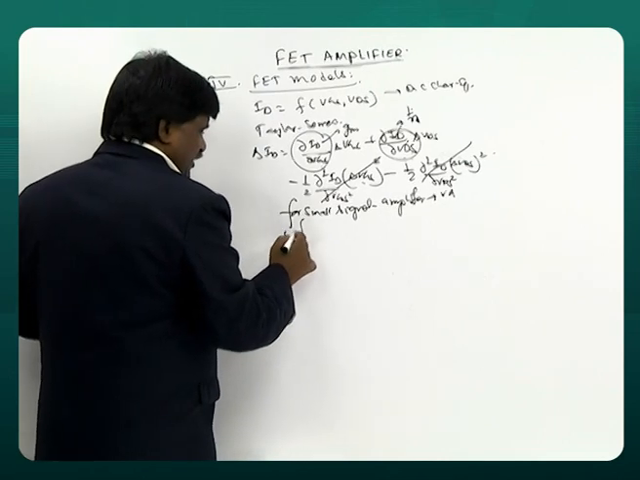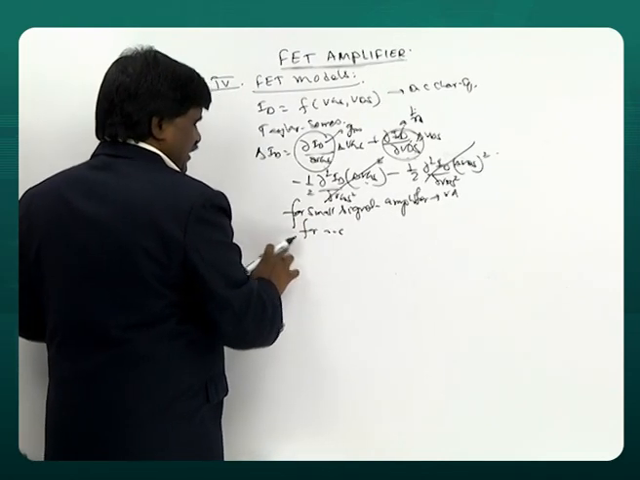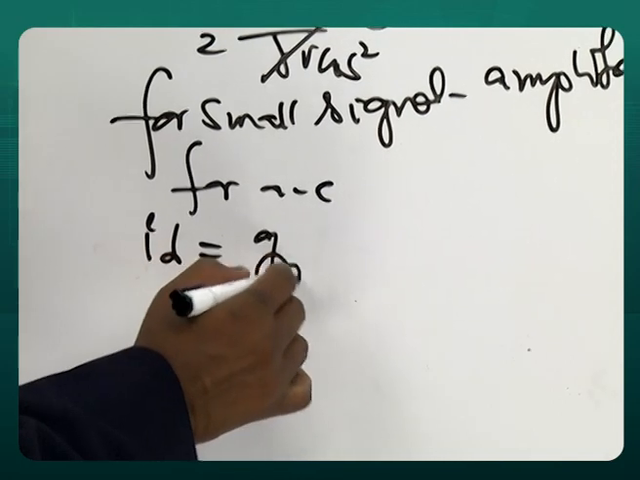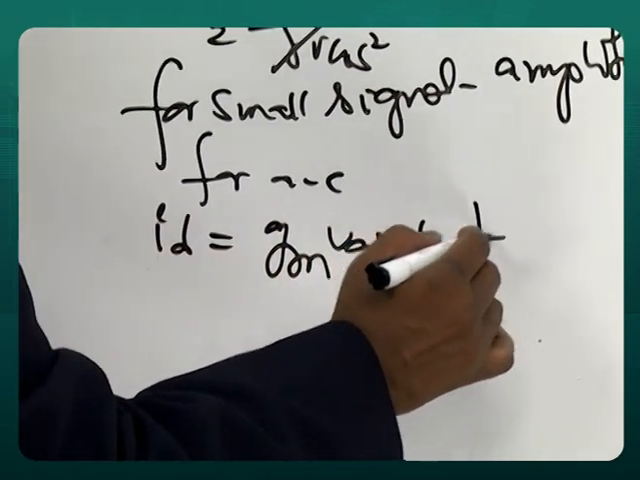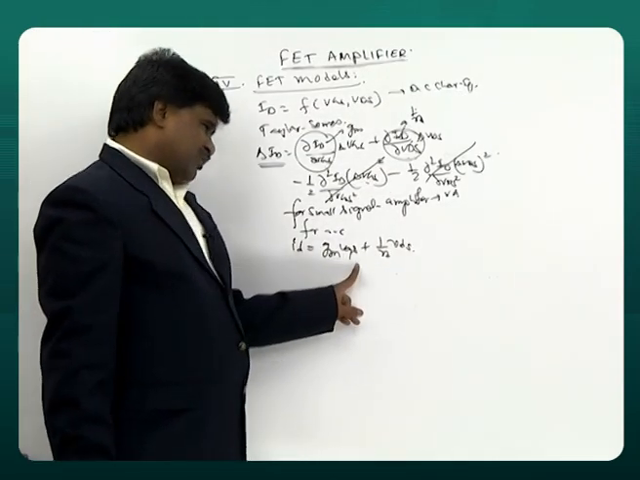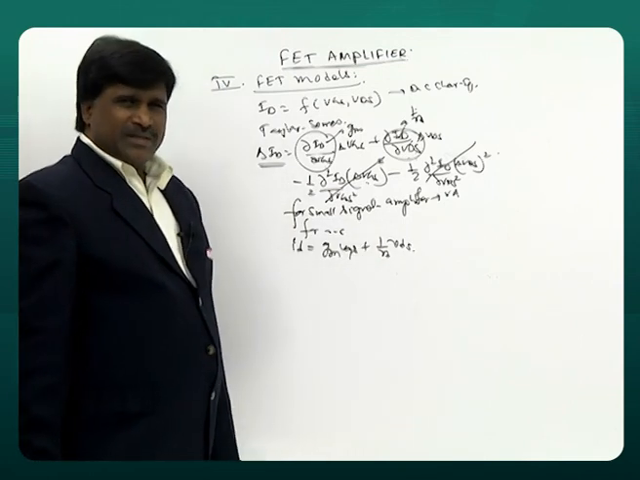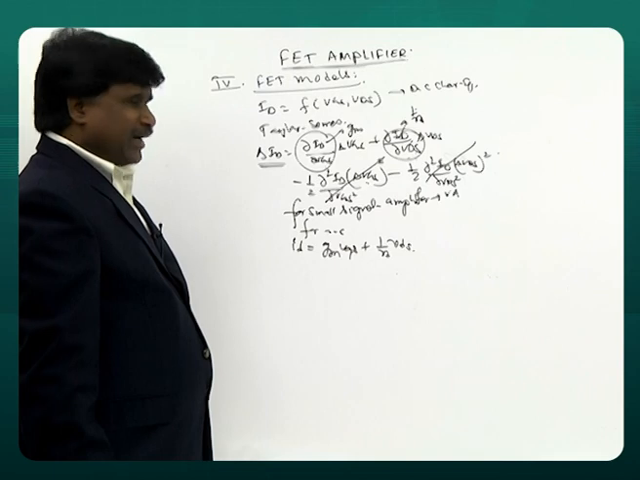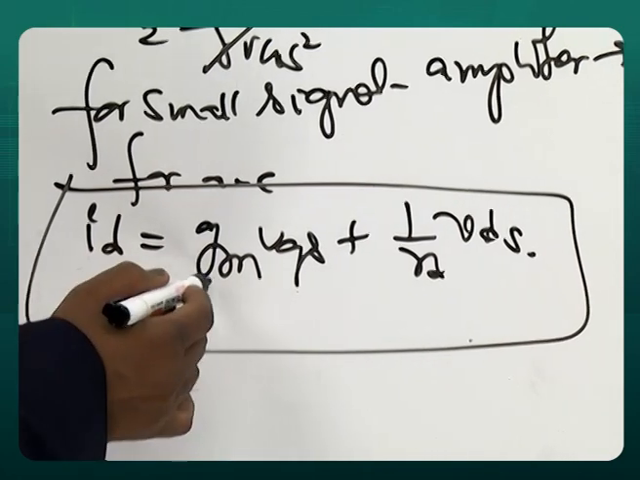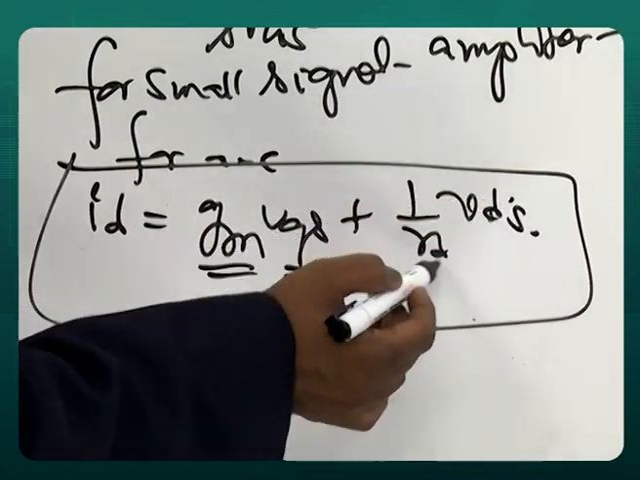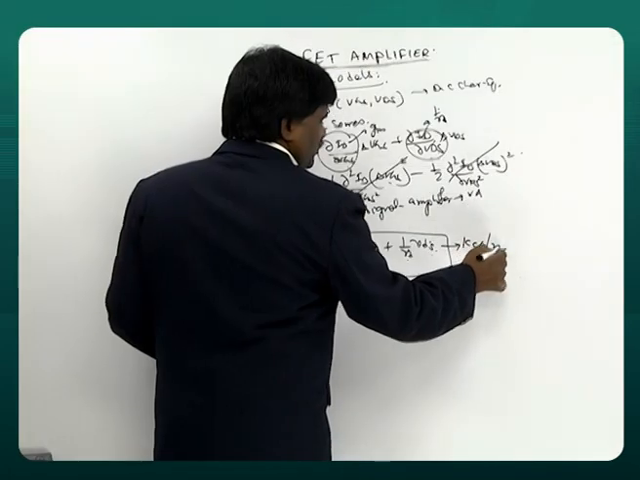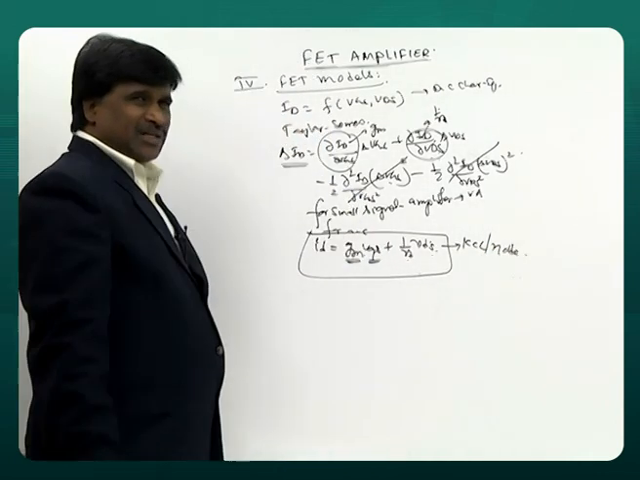And if you now talk about AC, change in DC is called AC. This becomes ID is GM into VGS plus 1 by RD into VDS. Now please look at this equation. Conductance into voltage is current, voltage by resistance is current, current is equal to current plus current, it's making a KCL, Kirchhoff's current law, or a node.